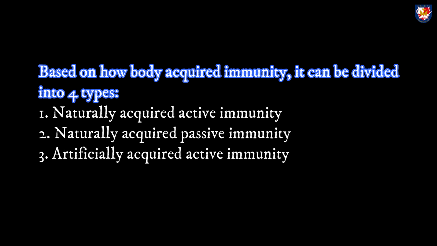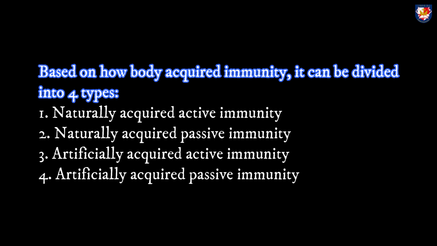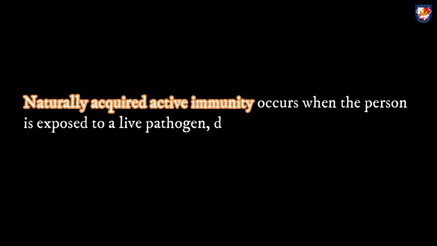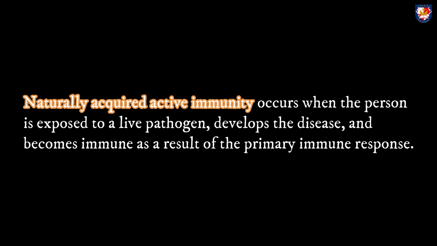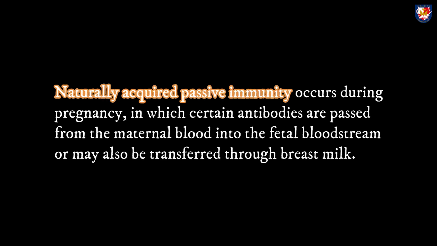Based on how the body acquires immunity, it can be divided into four types. First, naturally acquired active immunity. Second, naturally acquired passive immunity. Third, artificially acquired active immunity. And fourth, artificially acquired passive immunity. Naturally acquired active immunity occurs when a person is exposed to live pathogens, develops the disease, and becomes immune as the result of the primary immune response. Naturally acquired passive immunity occurs during pregnancy, in which certain antibodies are passed from the maternal blood into the fetal bloodstream, or may also be transferred through breast milk.